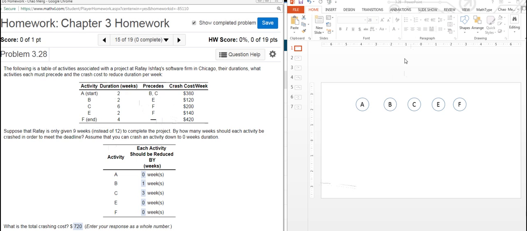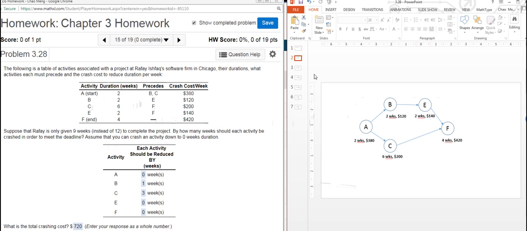What I did is to use this PowerPoint to show the diagrams. As we can see from the table, we have a total of 5 activities: A, B, C, E, and F. Based on the information, we can draw a diagram to show the paths. So this is the diagram we should have. A precedes B and C, B precedes E, and so on. I also marked the duration of each activity and the cost to reduce 1 week from each activity.